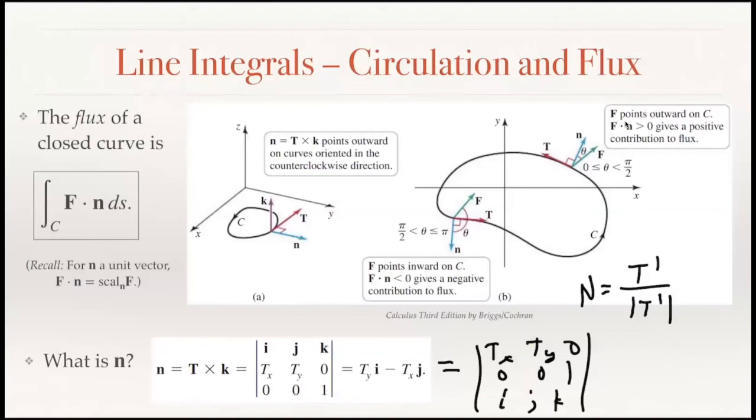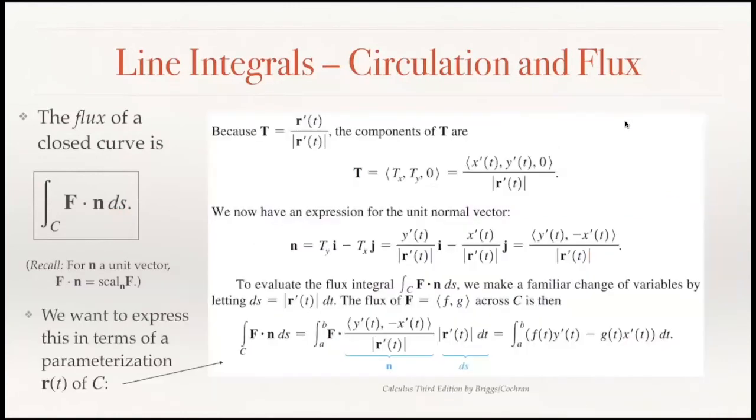Okay, but still, recall that t is r prime over the magnitude of r prime, so that still involves a square root of sum of squares typically. So while this isn't too bad, it'll involve integrating the square root of sum of squares. We don't want to do that. Fortunately, when we convert the ds to an r prime dt, things cancel out very nicely.